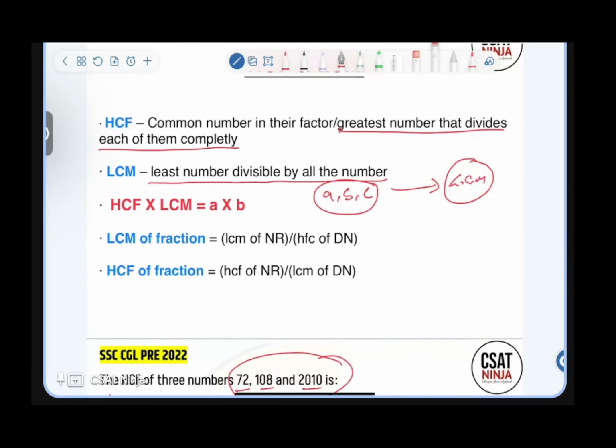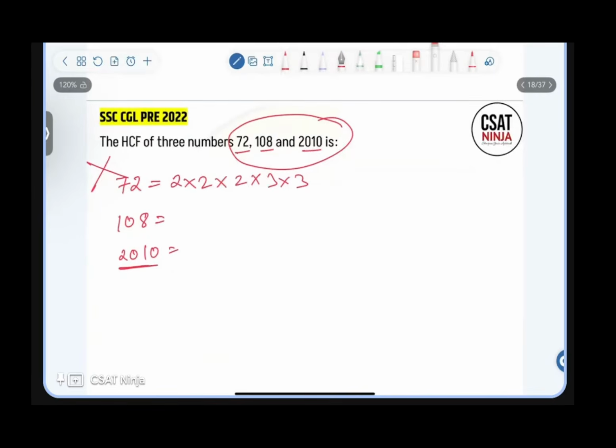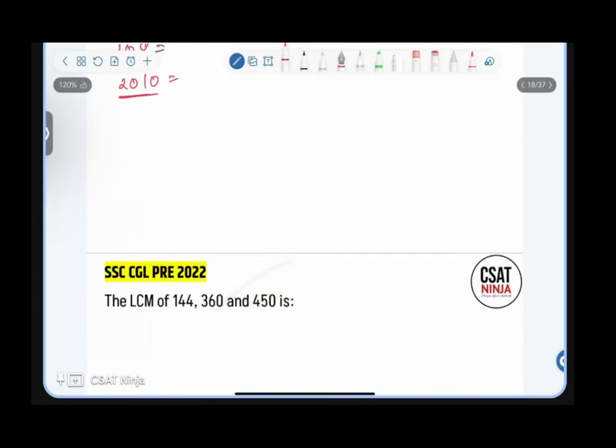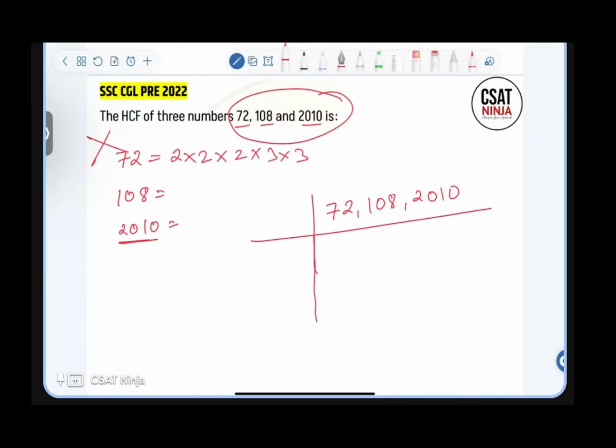Are you following that? So LCM, nothing much to discuss, but for HCF, if the number is huge like this, then you just solve like LCM only. 108, 2010. We know how we find LCM. We find it like this.